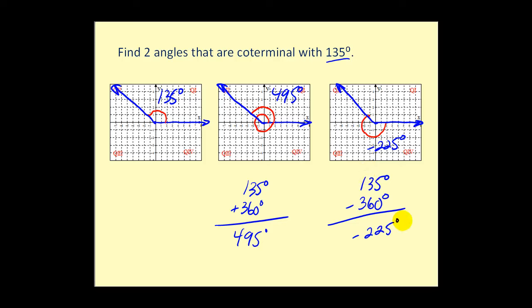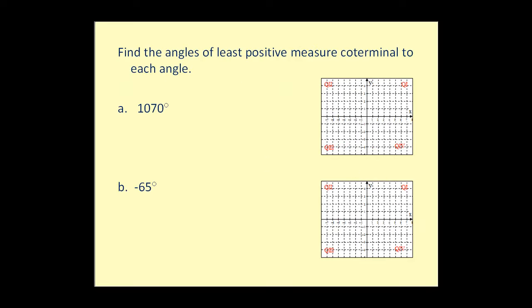Let's take a look at a couple more examples. We want to find angles of least positive measure that are coterminal to each angle. So again, there's a couple ways of doing this. Let's first sketch our initial side. And we're going to start rotating counterclockwise multiples of 360 degrees. So if we start here and rotate once counterclockwise, that would be 360 degrees. And we can do that again. That would be another 360 degrees, which brings us to 720 degrees.